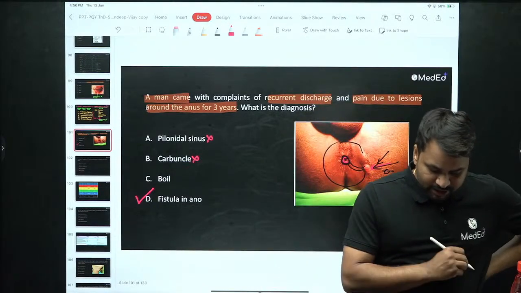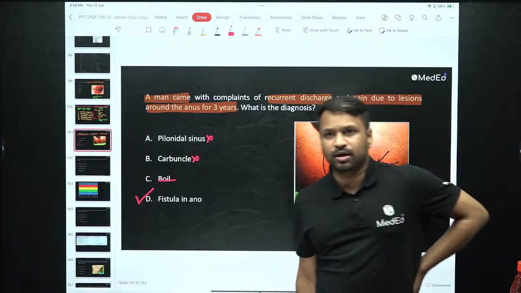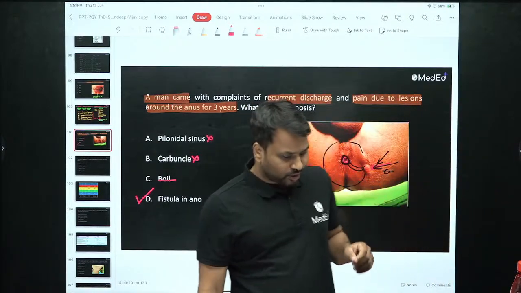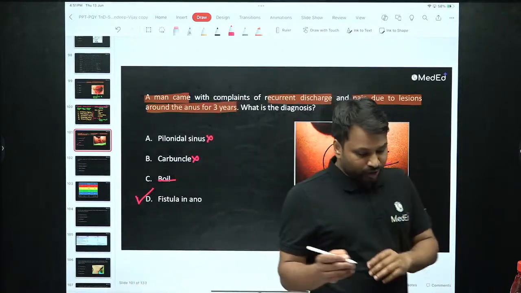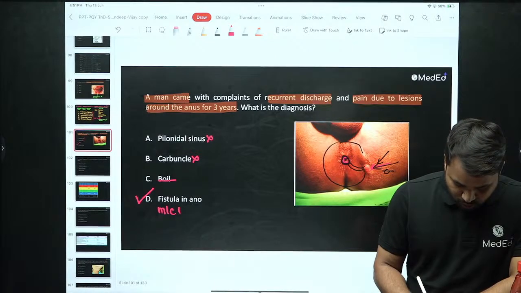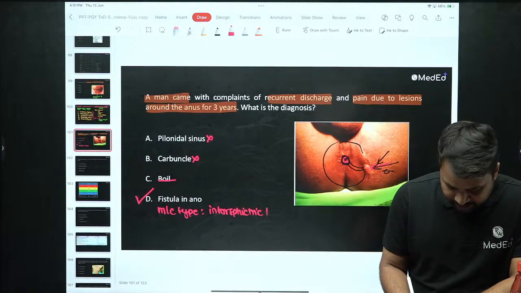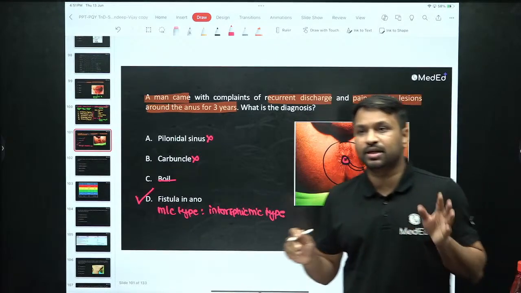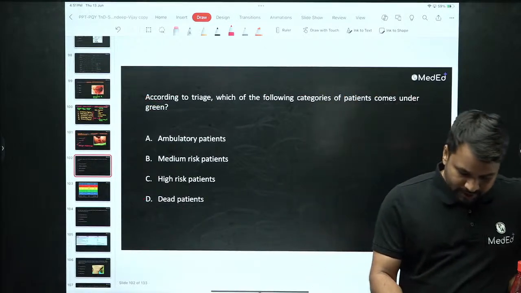Carbuncle will have multiple discharging sinuses. It is only a single point that is present. Boil is just an arbitrary word. So answer here is going to be fistula in ano, right? Remember, the most common type of fistula in ano is going to be the intersphincteric variety. The most common type, it is going to be the intersphincteric type, and this is according to the Parks classification, right? Do not worry about it.